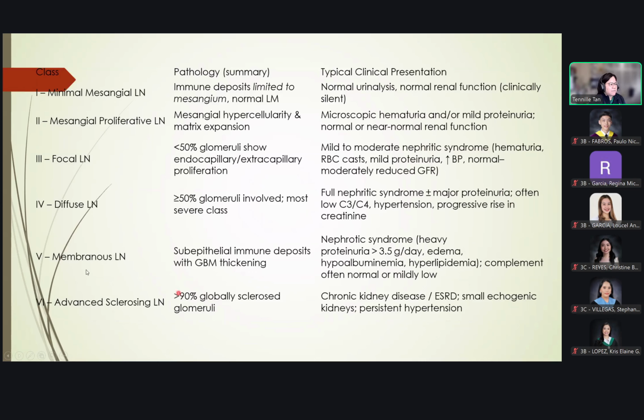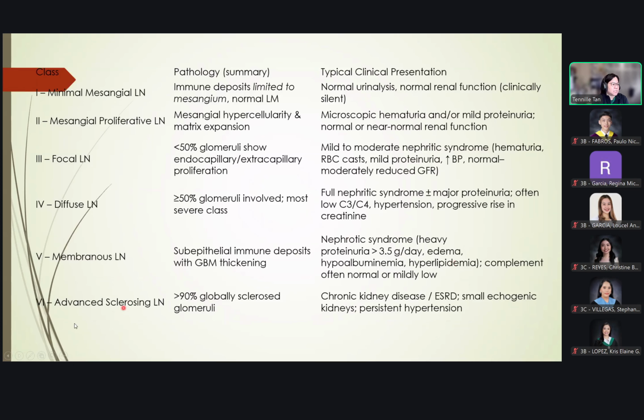And then class 5 is membranous nephropathy. So in membranous, you'll see subepithelial immune deposits with glomerular basement membrane thickening. This is the classification where the patients will present with nephrotic syndrome: proteinuria of at least 3.5 grams per day, edema, hypoalbuminemia, hyperlipidemia. And complement, if it's class 5 alone, is usually normal or only mildly low.